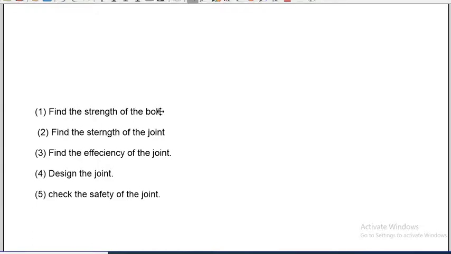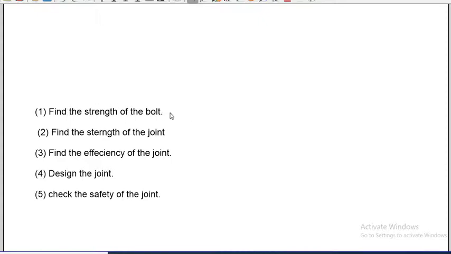These are the different types of problems we'll be dealing with in this chapter. First one will be finding the strength of the bolt. Next is finding the strength of the joint, efficiency of the joint, designing the joint, and checking the safety of the joint. Almost all these five cases are one way or the other the same, but some terminology is different, and understanding the problem is important. So let us see how we go forward.